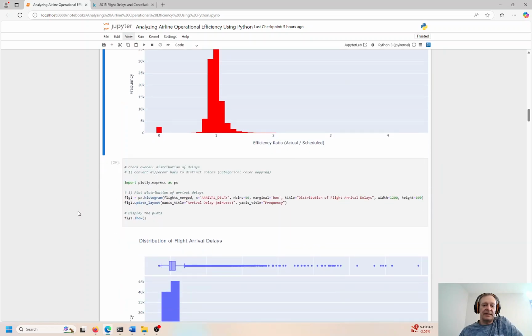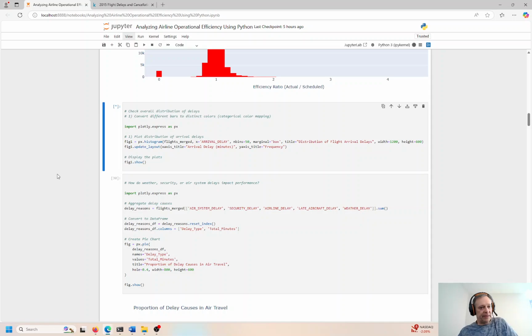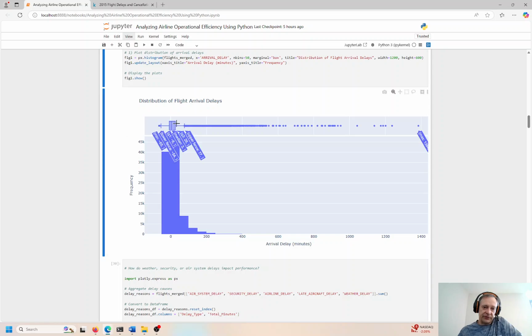So that's that. Okay, so here's the next chart here. Check the overall distributions of delays. Okay, so that's what this is going to show us. And again, we have the box plot, so we can see the distributions, Q1, Q3. The upper ranges extend pretty far over here, 1,400 minutes of delays. A lot of the delays peak at about 45 minutes. Just a short delay, and then it goes in terms of hundreds of minutes.